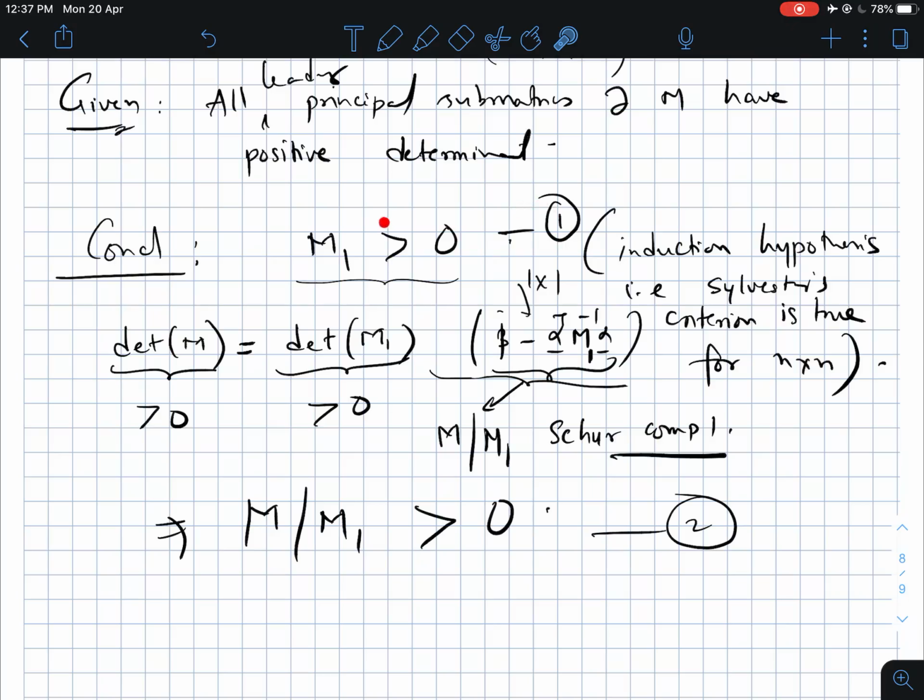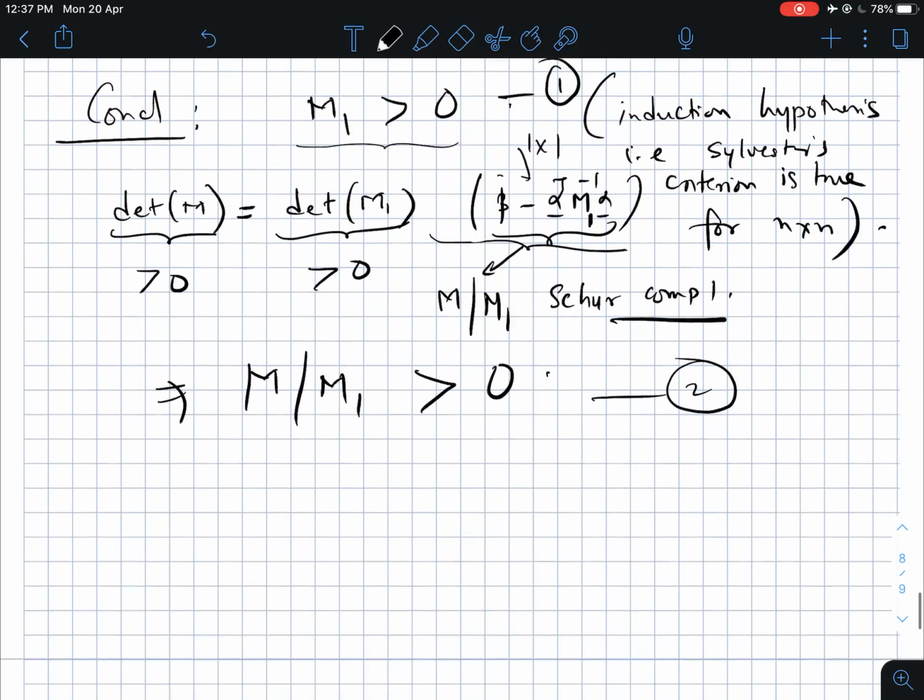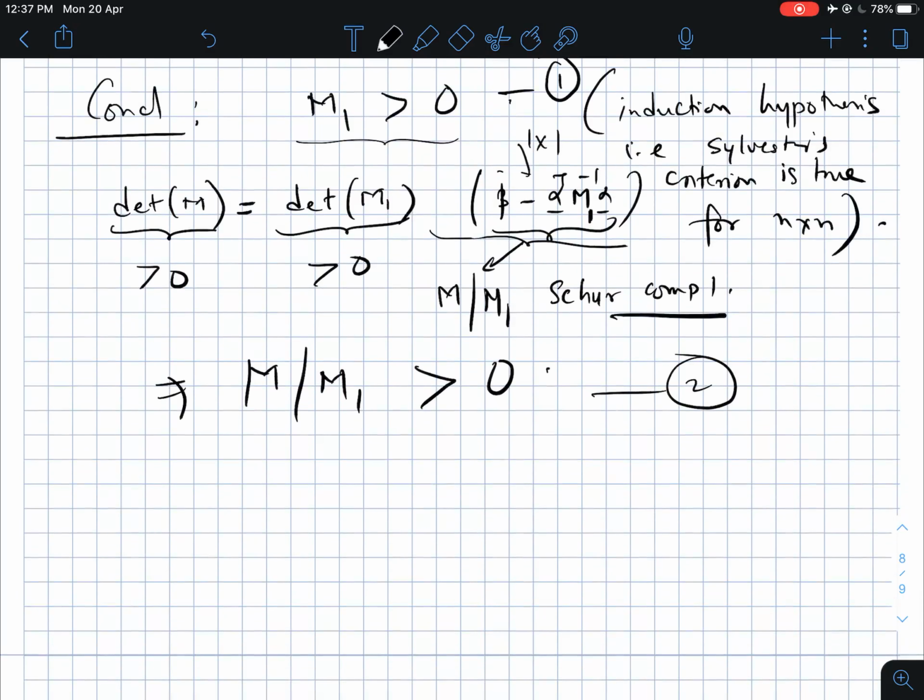What we have proved in the first statement is M1 is positive. This directly comes from the induction hypothesis. And what we have proved here is that the Schur complement of M1 is also positive. The result that we discussed in the very beginning of this lecture and proved in the previous lecture is that if a block matrix is positive definite and the Schur complement is positive definite, that implies that M is also positive definite. Fantastic. So that's actually a proof of Sylvester's criterion.